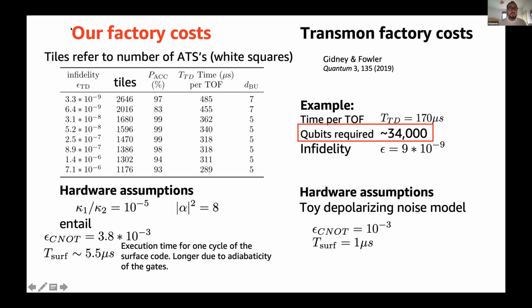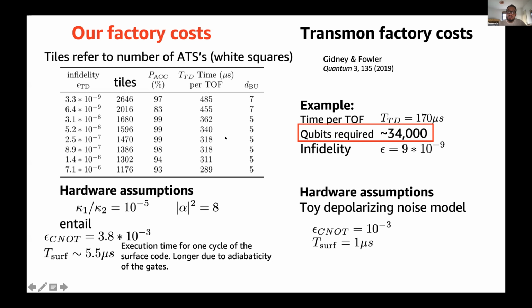What we also did is estimate the cost. We look at the cost of all the components that we have. In our case, the most important component we counted was the number of ATSs, because the ATS is where we send a control line. These phononic cavities are there, but they are passive. For example, we use alpha squared equals 8. We use kappa 1 over kappa 2 of about 10 to the minus 5, which is very small. I'll comment on that. We chose it because that gives a probability of a CNOT gate error of roughly 4 times 10 to the minus 3, which is close to the surface code comparison we had before.